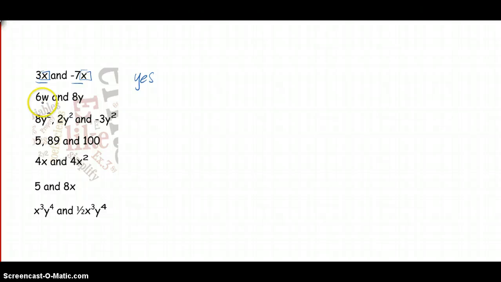So if we look at 6w and 8y, are these like terms? No, they're not. We have a w and a y. You can't add together a w and a y. So no, these are not like terms.